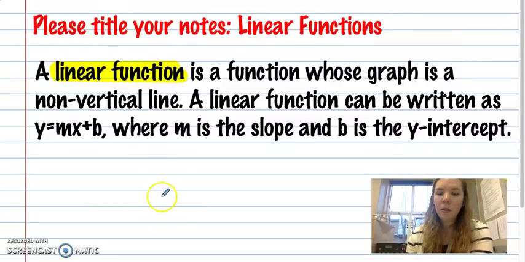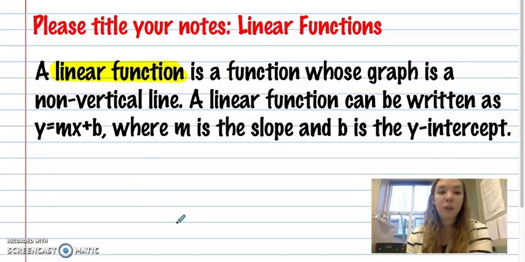All right, today we're going to talk about linear functions. We reviewed what a function was yesterday and how to identify one. Essentially, functions are things that we can write equations for. If it fails our test for a function, then it also means we can't write an equation for it.